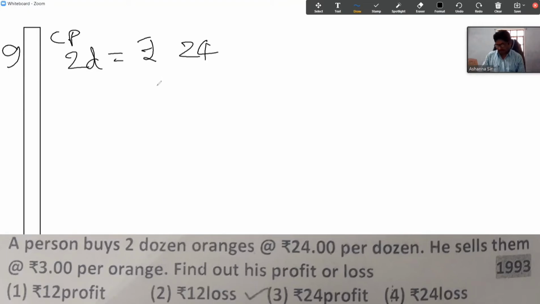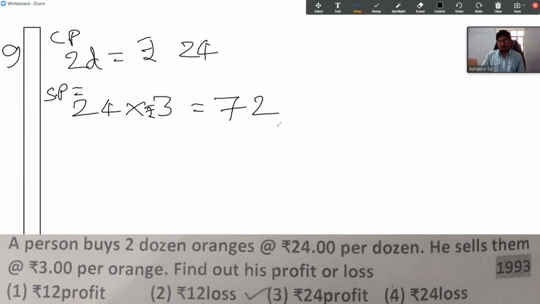He sells them at 3 rupees per orange. 2 dozens means 24 oranges. So selling price is equal to 24 at the rate of 3. We know the 24 table. 24 1s are 24, 24 2s are 48, 24 3s are 72. So 72 rupees is the selling price.